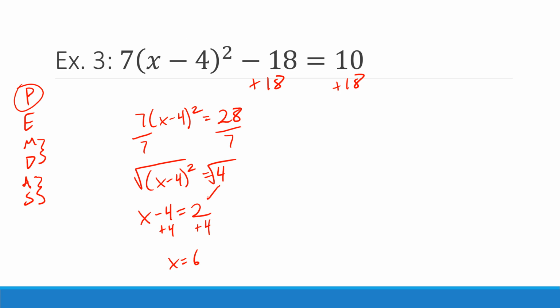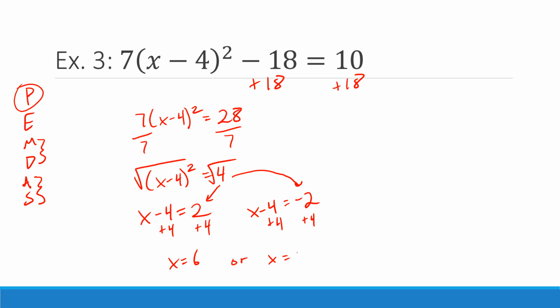Not only can the square root of 4 be 2, also the square root of 4 could be negative 2, because remember, every time I'm taking the square root and solving these equations, it could also be a negative. So not only could x minus 4 be positive 2, x minus 4 could also be negative 2. And here, when I add 4 to both sides, I get that x also could equal 2.